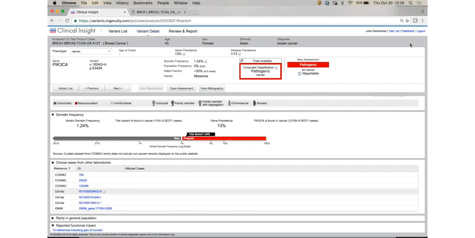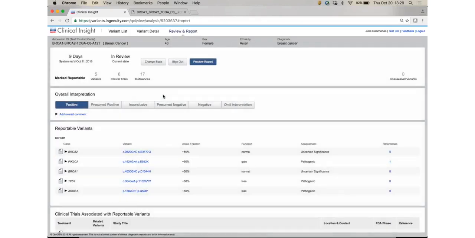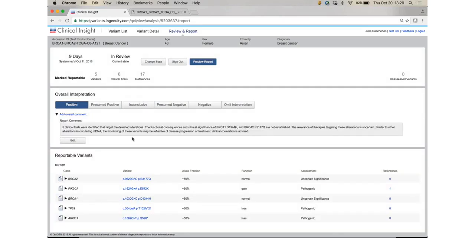Finally, once all the information has been reviewed and it's time for the variant scientists and the laboratory to produce the report, they can simply go into the review and report section and annotate and produce their report on the spot. They can add an overall interpretation on the case, discuss the clinical trials that were identified, and discuss the consequences of the different variants. For example, here note that for the BRCA variants, their clinical significance is not established, and talk about the different targeted therapies or clinical trials.